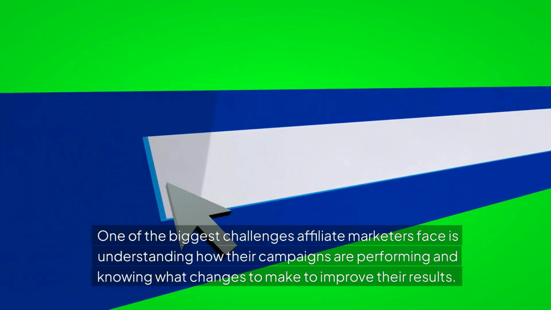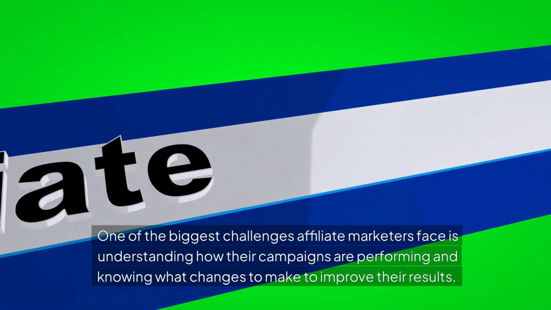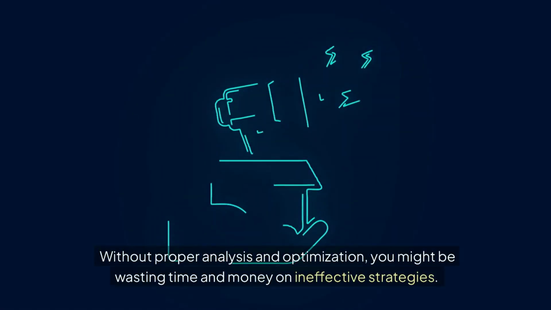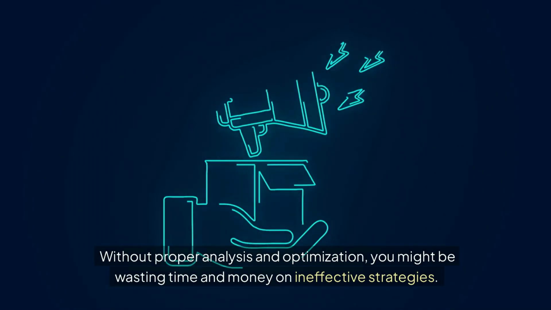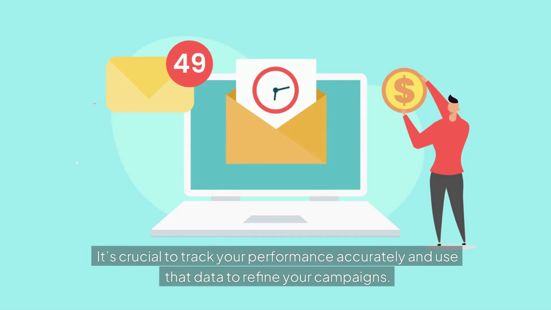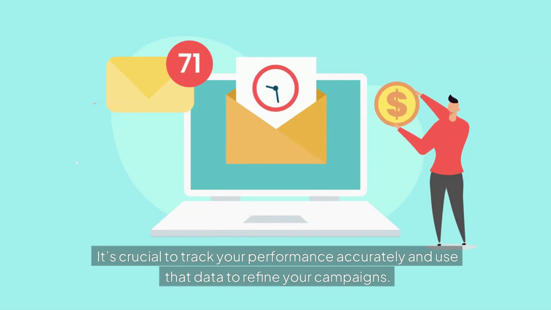One of the biggest challenges affiliate marketers face is understanding how their campaigns are performing and knowing what changes to make to improve their results. Without proper analysis and optimization, you might be wasting time and money on ineffective strategies. It's crucial to track your performance accurately and use that data to refine your campaigns.